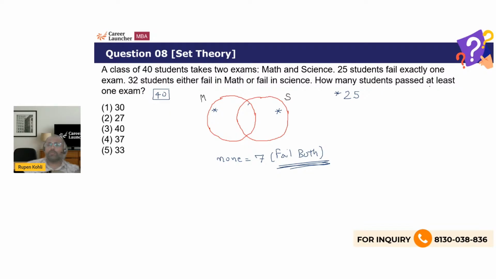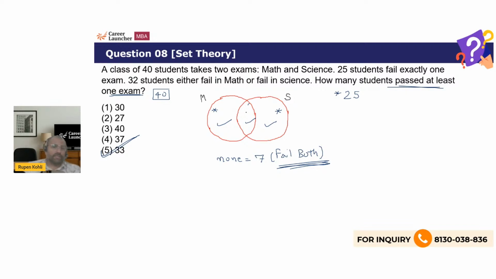Question is asking how many students passed at least one exam. So that is nothing but the union, right? The sum of these three regions taken together. Since 7 is my none, 40 is my total, so 33 is the answer, right? 33 is the number of students who passed at least one exam, right?